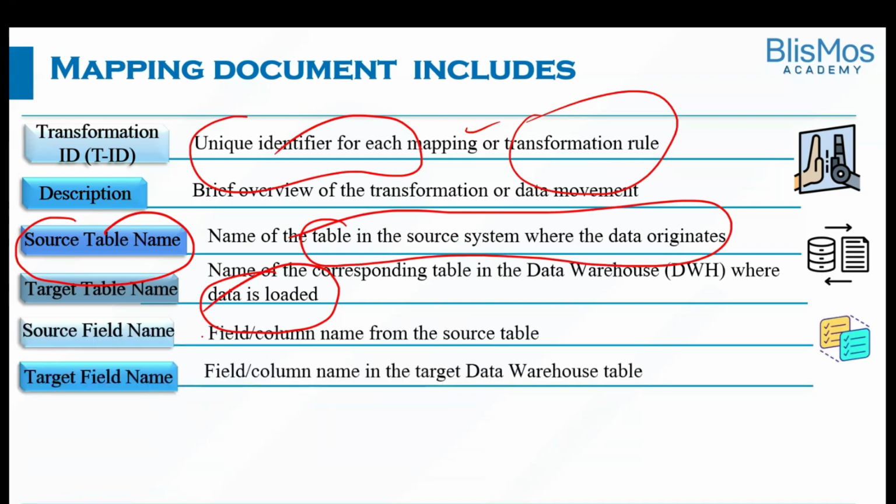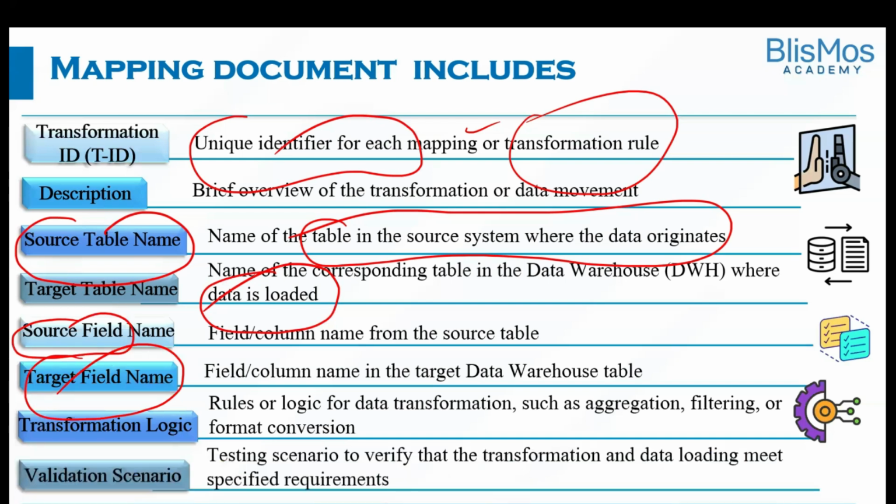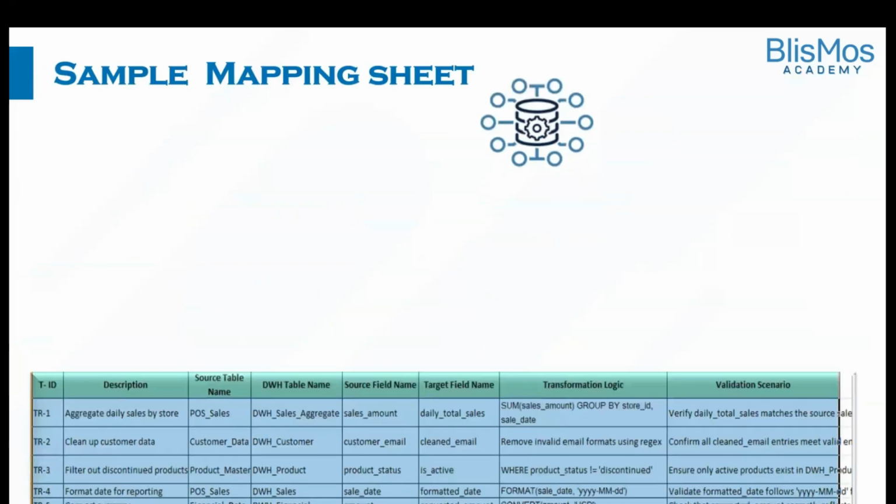Source field name: we are looking at tables here, right? Within the tables, we may have some 10 fields, 10 columns. Those are also mentioned. What is the target field name? And the transformation logic. Is it an aggregation? Is it a filtering? Is it converting upper case into lower case? All those aspects should be mentioned as part of the transformation logic. And what is the testing scenario, which will mostly be specified by the testing team. The sample mapping sheet would look like this.